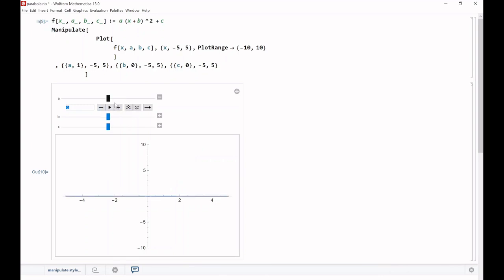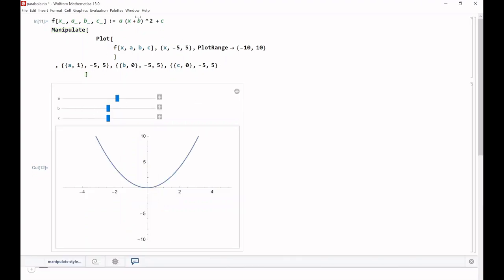The reason I say decreases is because if a becomes negative, now we have a reflected parabola. When a is -1, that's just a complete reflection of a being +1, and same for -2, -3, and so on. The negative symbol is really just a reflection about the x-axis. Okay, let's get this back to the start.